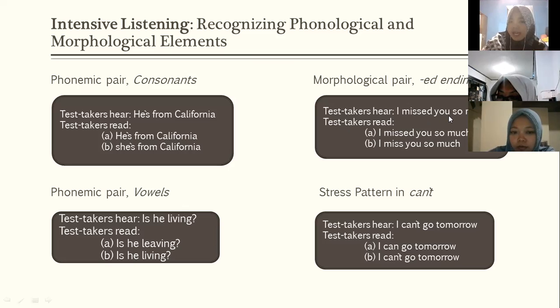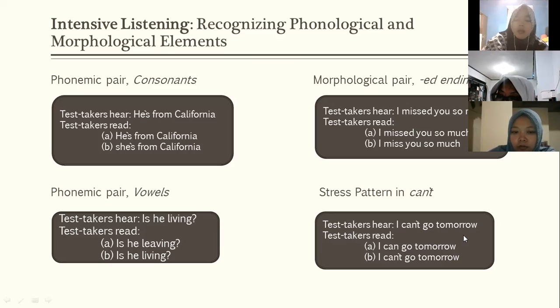you so much," and the options are "I miss you so much" and "I miss you so much." Okay, from this test, the test wants to assess the student's ability to identify the intonation, or maybe which element is used in this test. Okay, and then the last example is stress pattern in "can't." For example, "I can't go tomorrow." And the options are "I can go tomorrow" and "I can't go tomorrow."